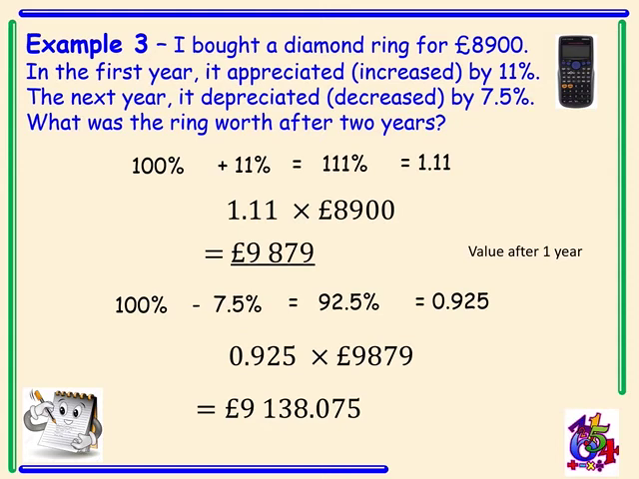Now we can't have 7.5 pence. What we have to do is round to two decimal places. So rounded to two decimal places, the answer is £9,138 and 8 pence. This is the value after 2 years.